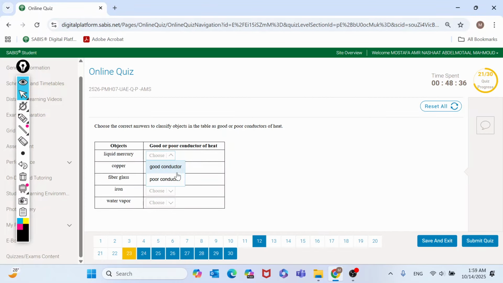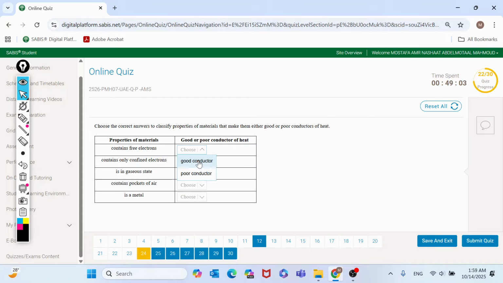Liquid mercury. Metals are good conductors because they have free electrons. So mercury is a metal. Copper is a metal. Fiberglass is a poor conductor. It's sometimes used as an insulator. Iron is a good conductor because it's a metal. Water vapor. Gases and liquids are usually bad conductors. So water vapor is a poor conductor.